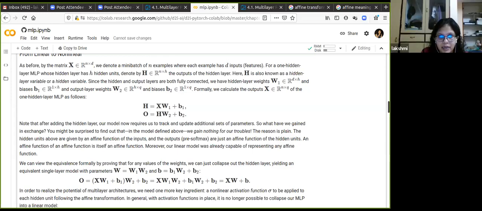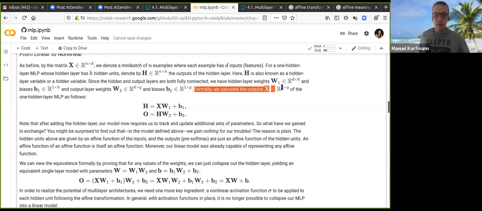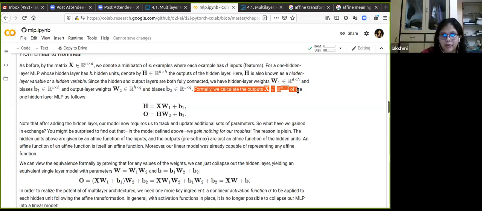Formally, we calculate the outputs O, an element of R n by Q, of the one hidden layer MLP as follows: H is equal to X dot W1 plus B1, and O equals H dot W2 plus B2. B2 is 1 by Q and B1 is 1 by H. That's clear, right? Yeah.